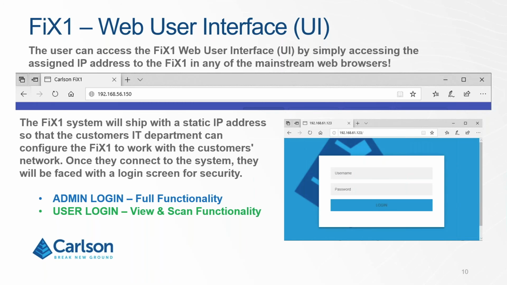Now with the system itself, there are two logins that you have: an admin login and a user login. The admin login gives you full functionality of the FiX1. It allows you to schedule scans, change the parameters for the scans, which we'll look at, and stop scans. We also have a user login, which is basically view and scan functionality. You could let someone view the scans and start a scan, but they can't change any of the variables.